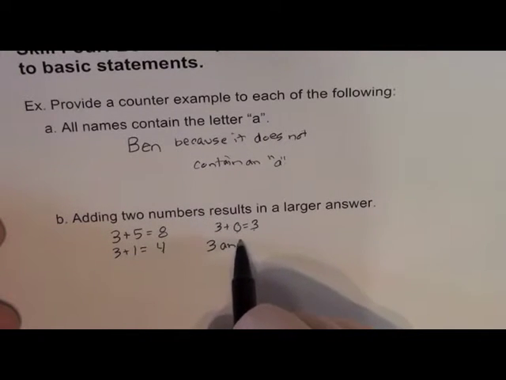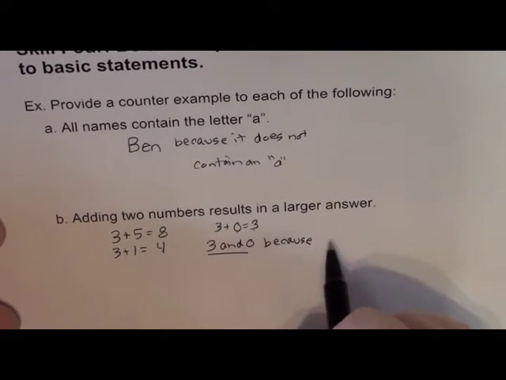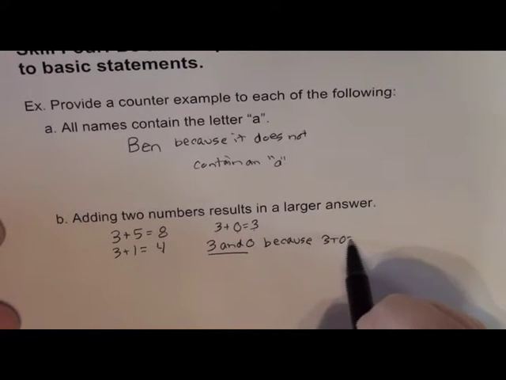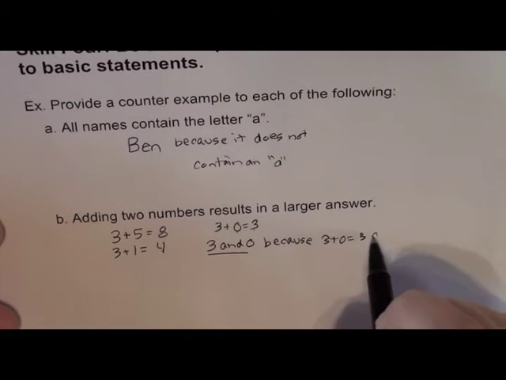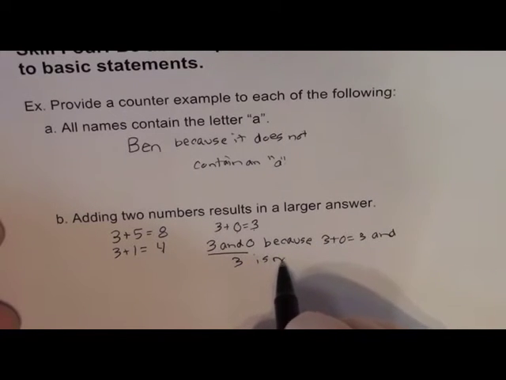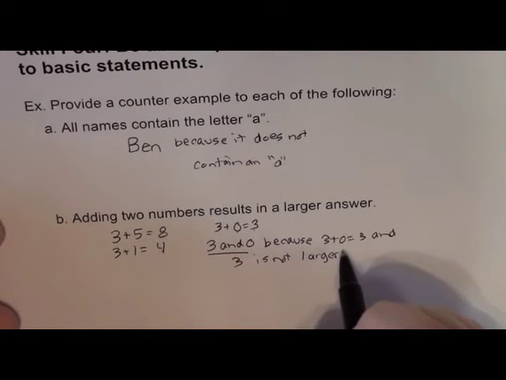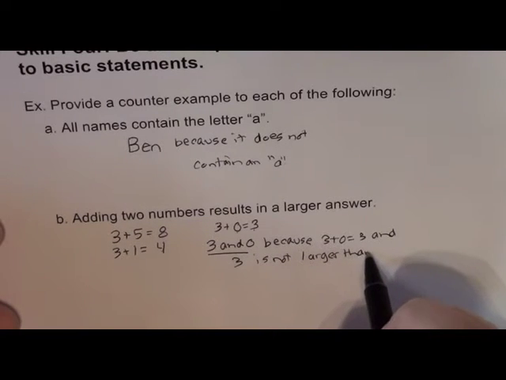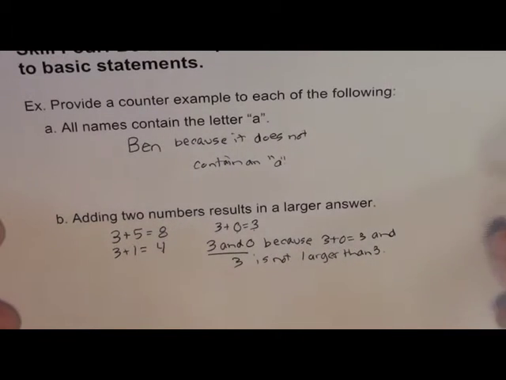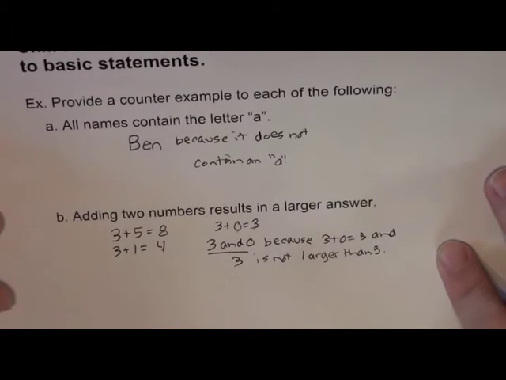3 and 0 is a counterexample because 3 plus 0 equals 3, and 3 is not larger than 3. Now when we say larger, we actually mean bigger. It cannot be the same, it cannot be equal.